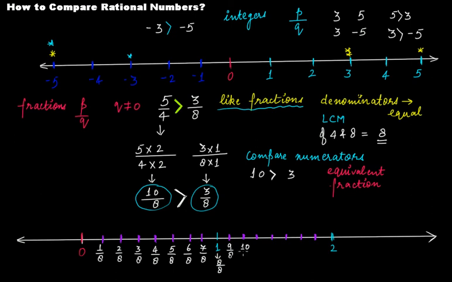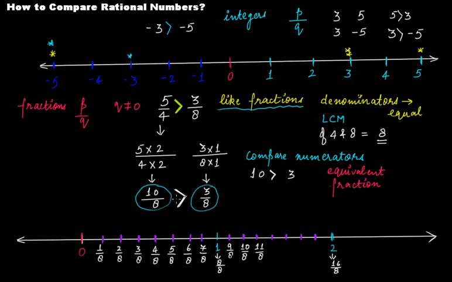This becomes 10 over 8. This becomes 11 over 8. And so on. Finally, we reach here and this 2 becomes 16 over 8. 12 over 8, 13 over 8, 14 over 8, 15 over 8, and this becomes 16 over 8. If you divide 16 by 8, you get what? 2. Okay.